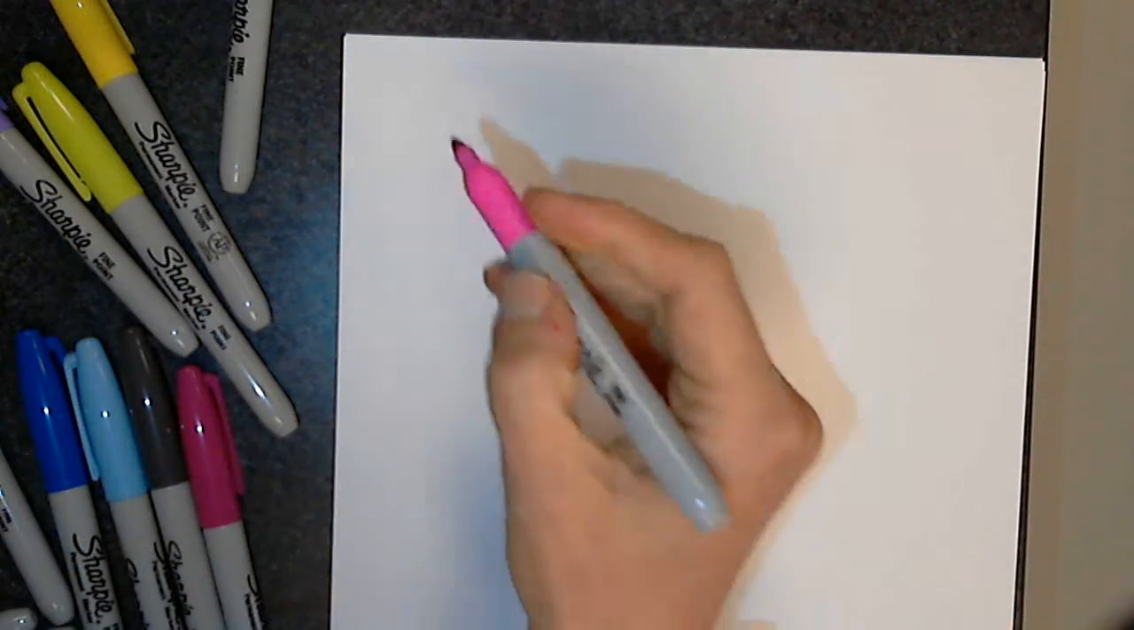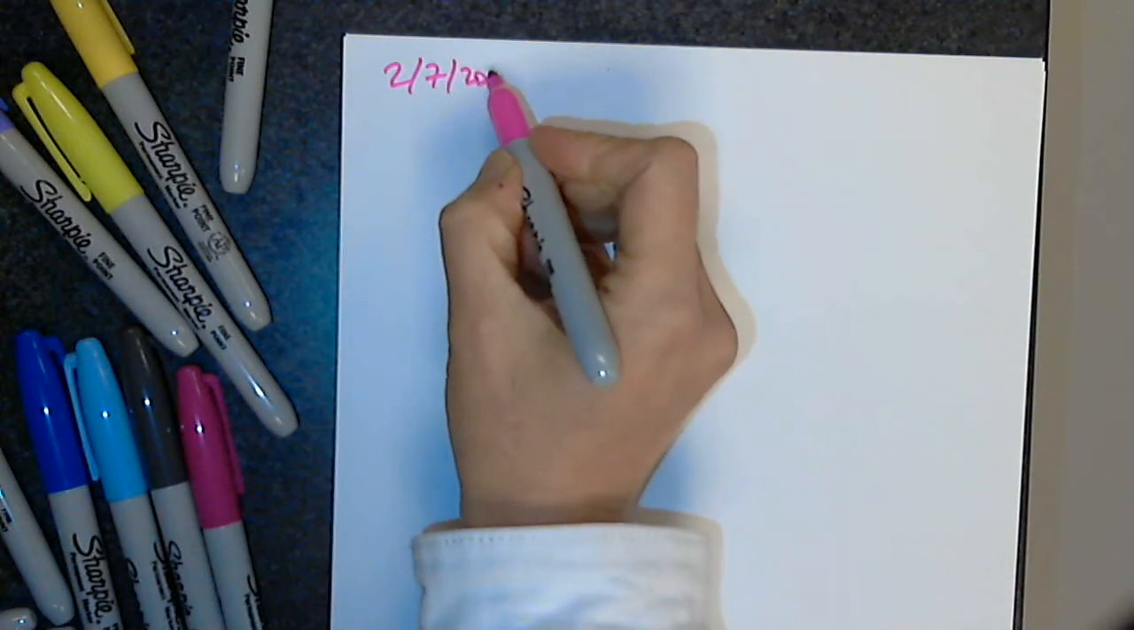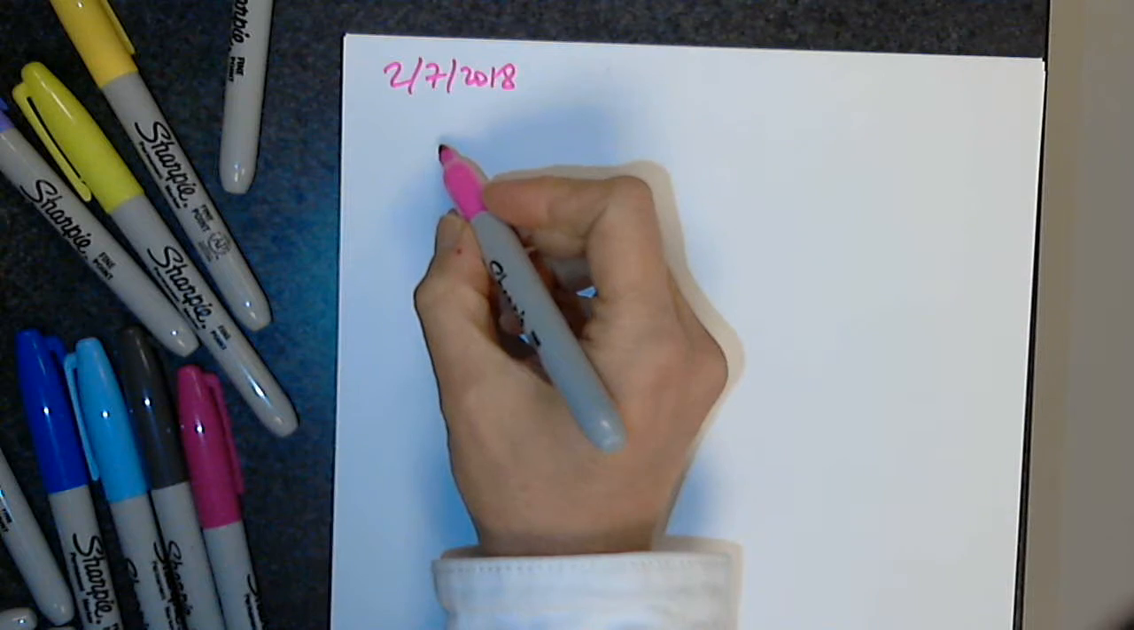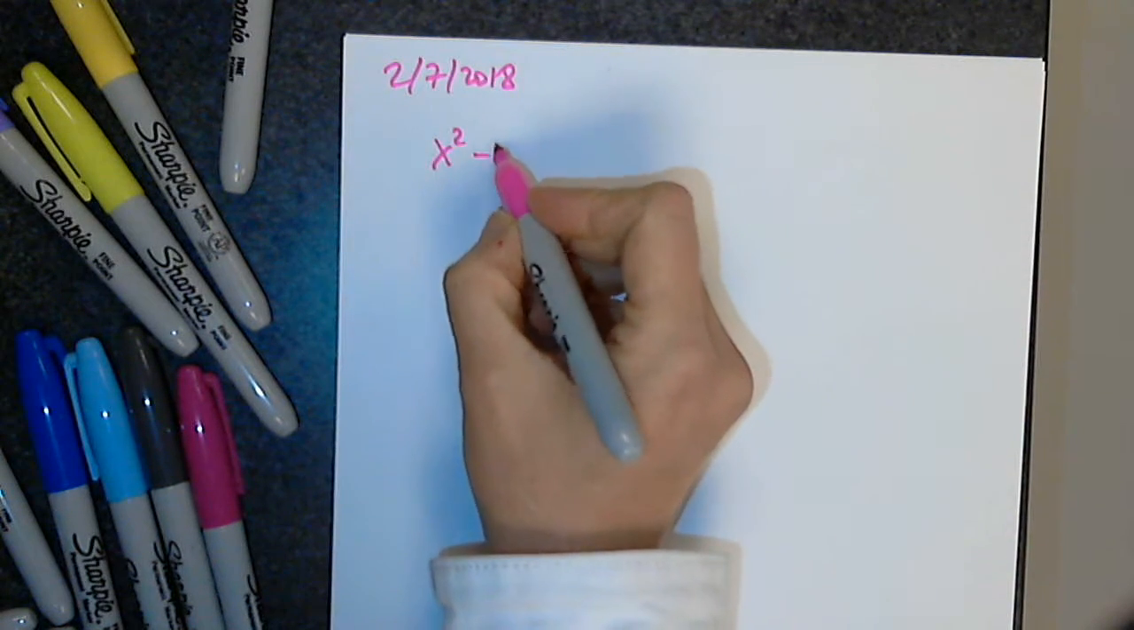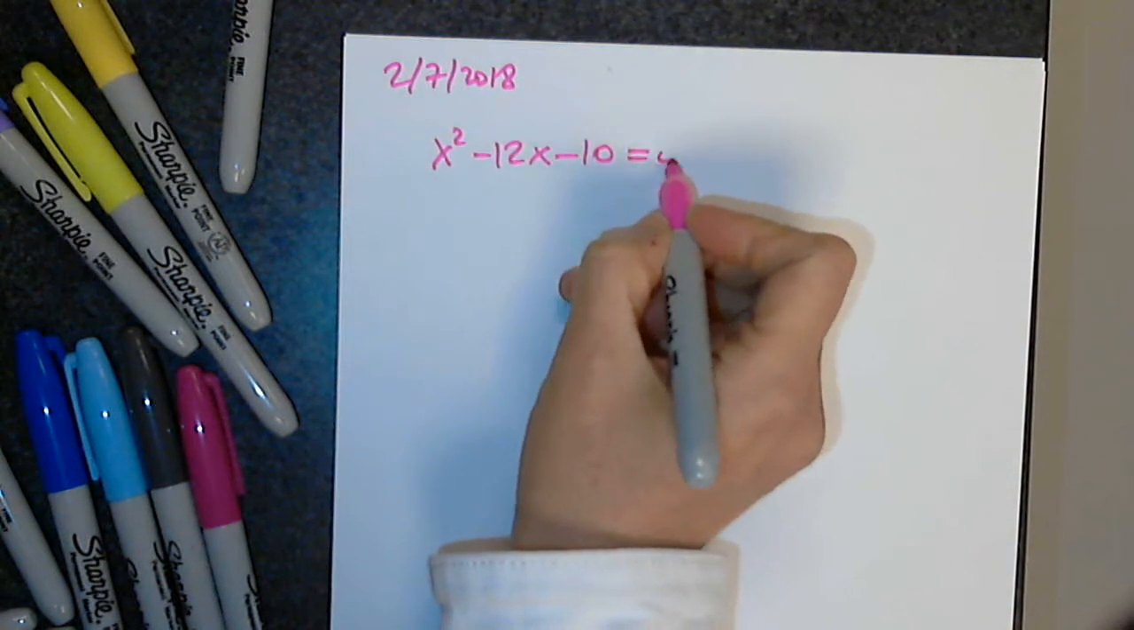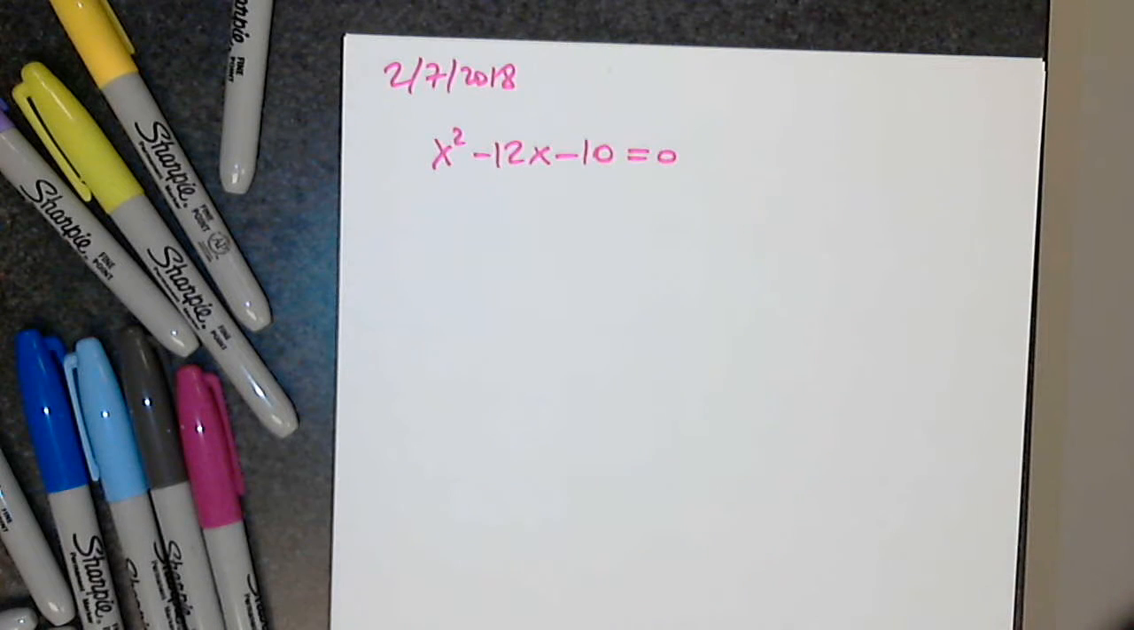So today is the 7th. Say it again. You said x squared? X squared minus 12x minus 10 equals 0. Very good. Can anyone walk us through?